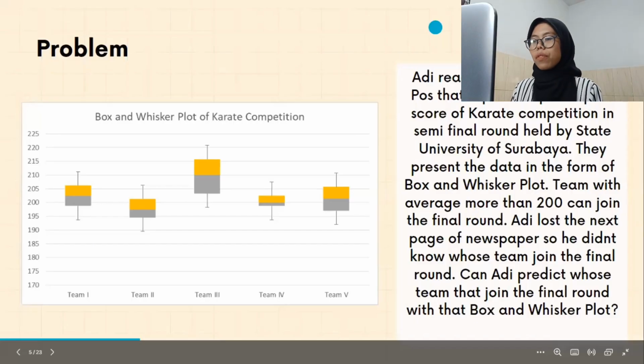Okay, here I have the problem. So, Adi read the newspaper Jawa Post that reported the participant score of karate competition in semi-final round held by universitas.